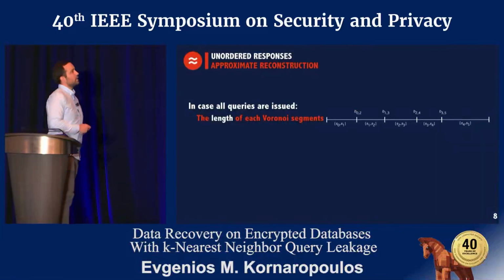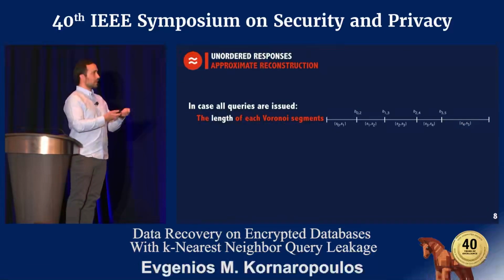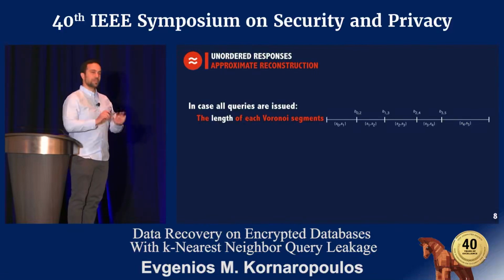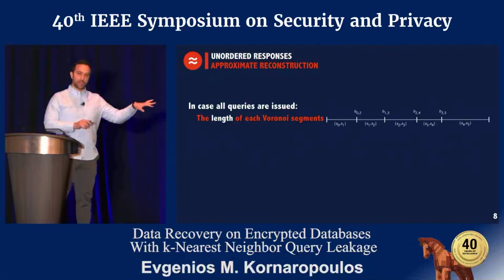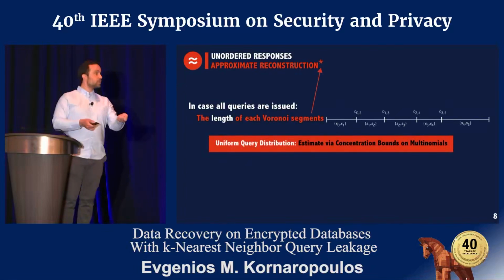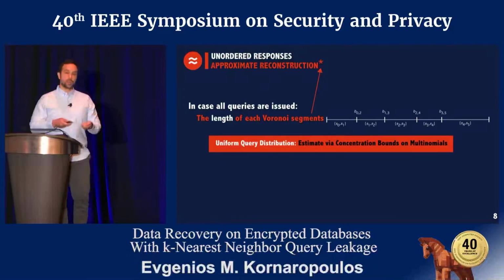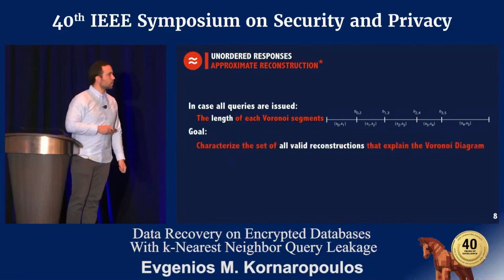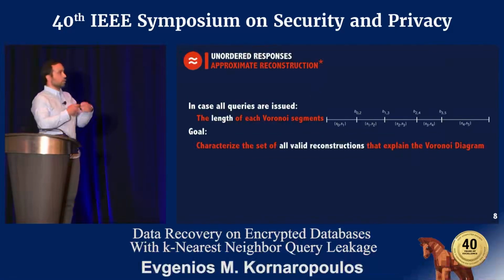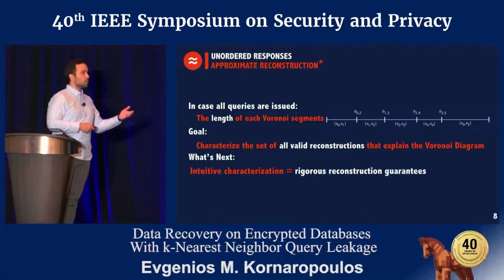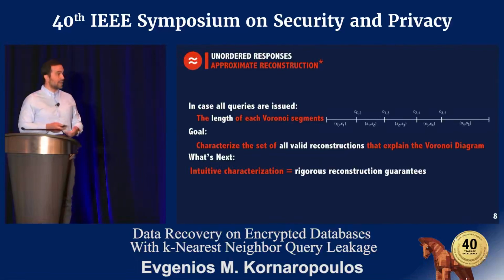As I said before, in case all queries are issued, what the adversary learns is the length of its Voronoi segments, in other words, the location of its bisector. For simplicity, I'm going to assume that this is the case for the remainder of the talk, but in our work, we saw that the combination of the uniform query distribution assumption, as well as standard concentration bounds for multinomial distributions, are enough to approximate this quantity. Through this characterization, we will understand much better the space of valid reconstructions, and the hope is that using this intuition, we can reconstruct with guarantees.